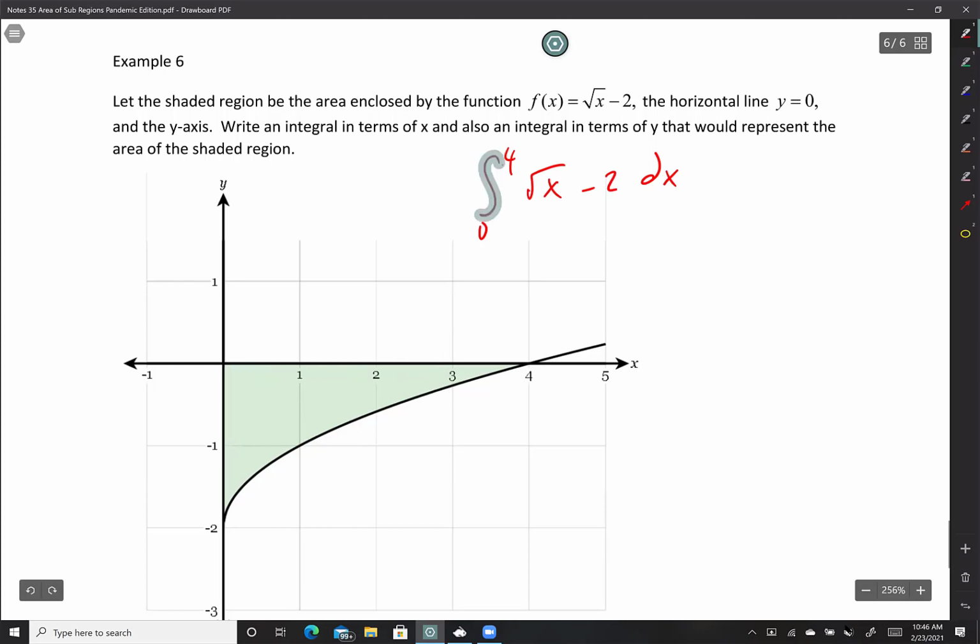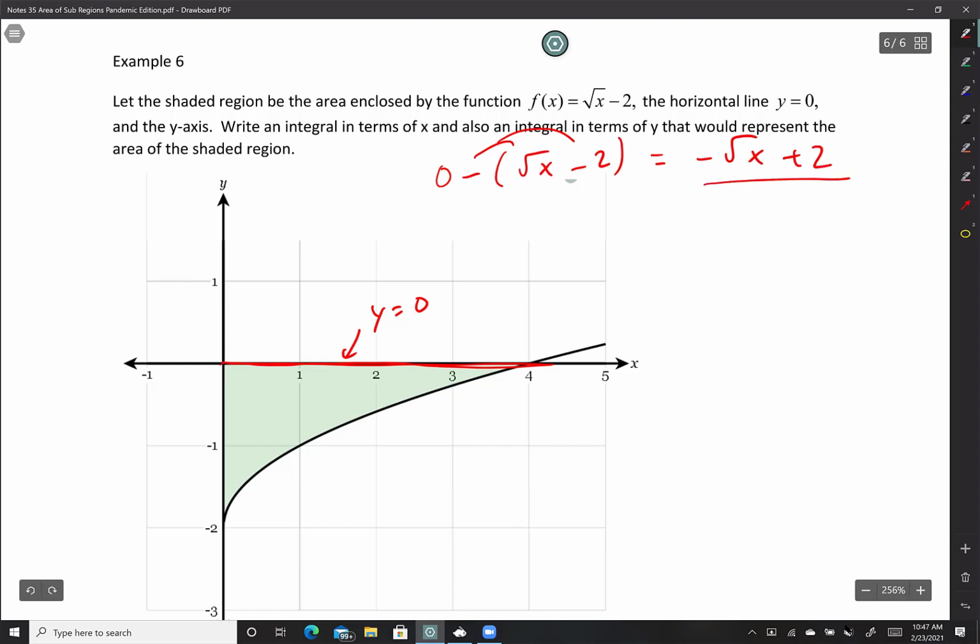So how do you do it? Oh, just add absolute value. Yeah, I guess you can put absolute value. Here's how you do it, guys. This curve right here, you don't see it because it's the x-axis. That curve is just y equals 0. Top minus bottom. So 0 minus the square root of x minus 2. See? And then you can distribute the negative there. Negative square root of x plus 2. So if I do an integral between 0 and 4, and I integrate negative square root of x plus 2, this will 100% give you a positive answer.